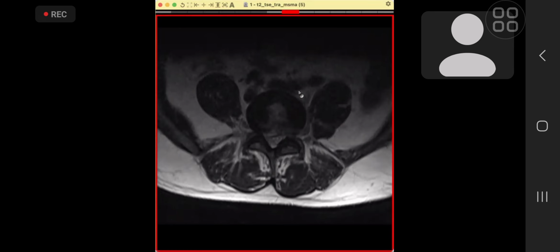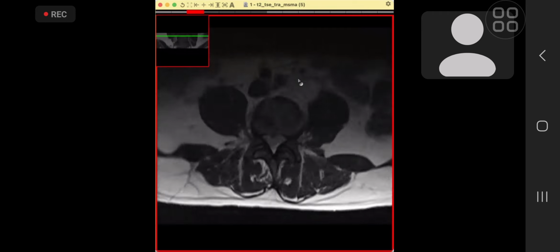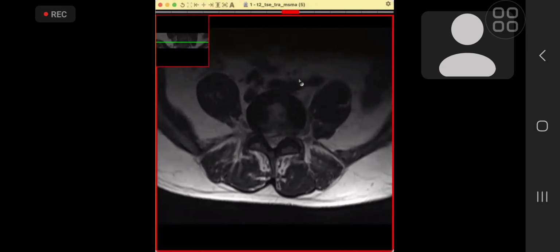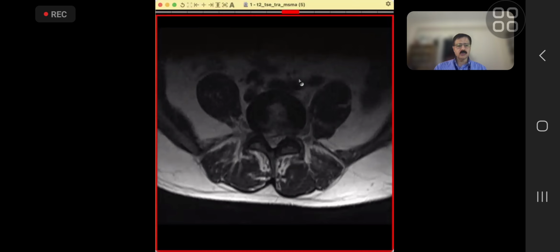I'm trying to scroll down now. It's not moving. The psoas muscle looks normal. I'm scrolling down to the sacroiliac joints. In my routine practice also, I would like to see the T1 post contrast. Okay, what's happening to the nerve roots on this T2 within the thecal sac? It's thickened and it's compressed on the left side.